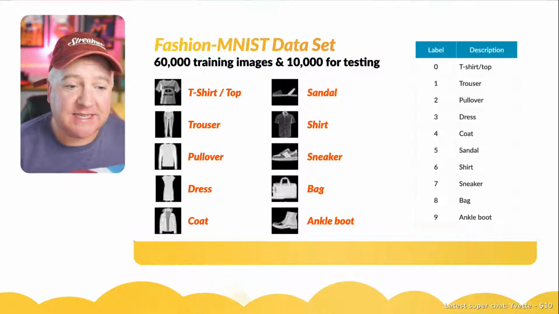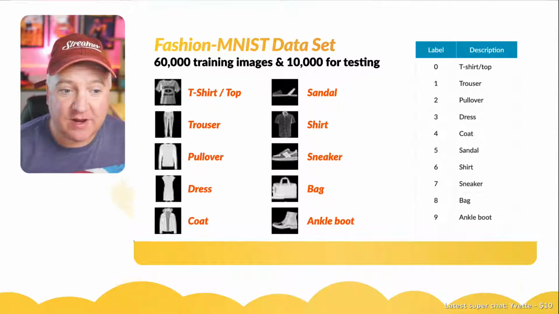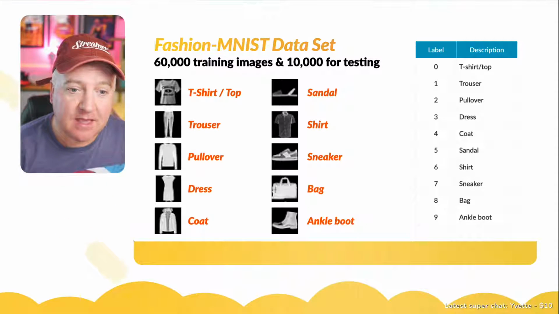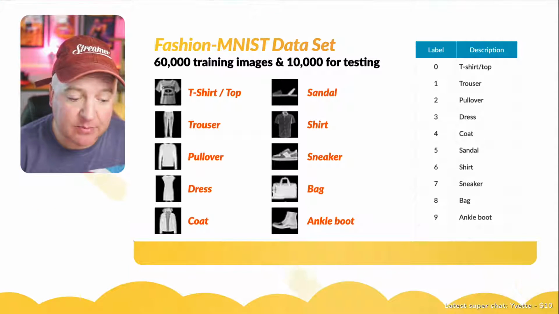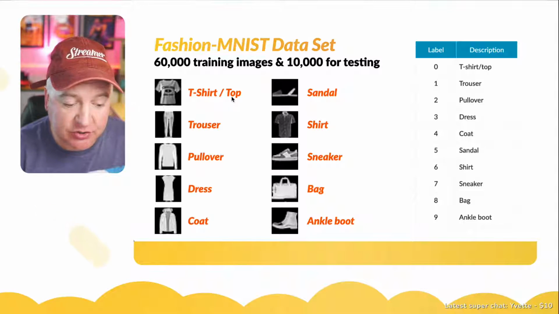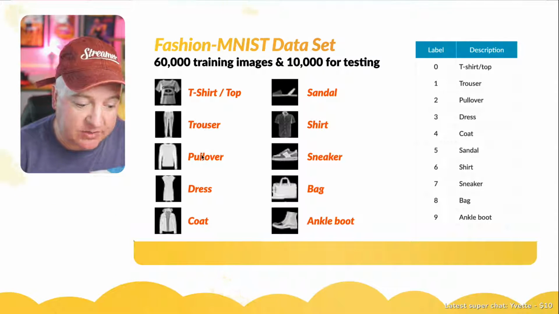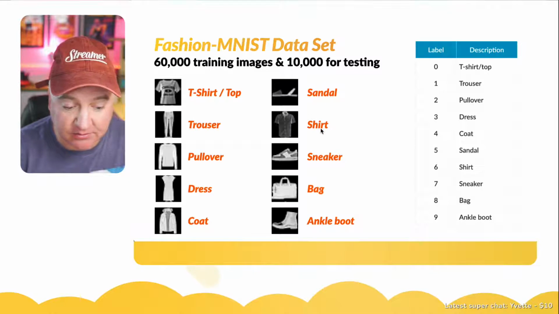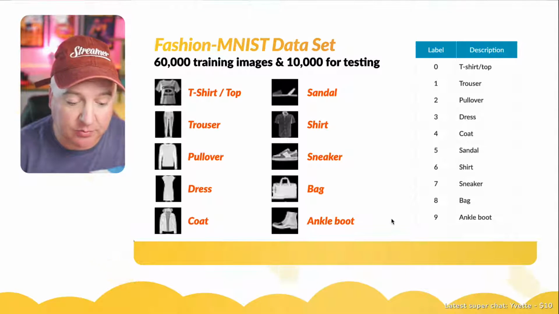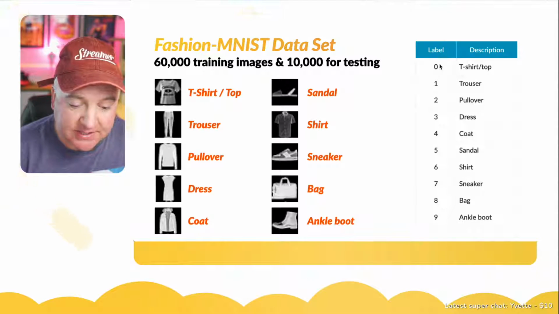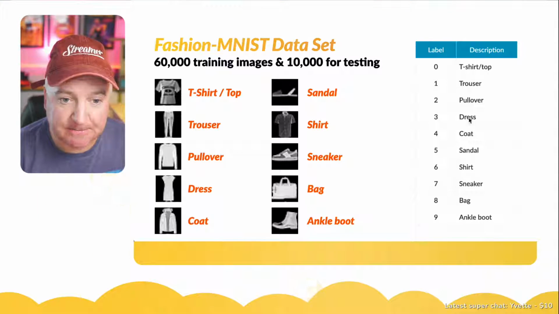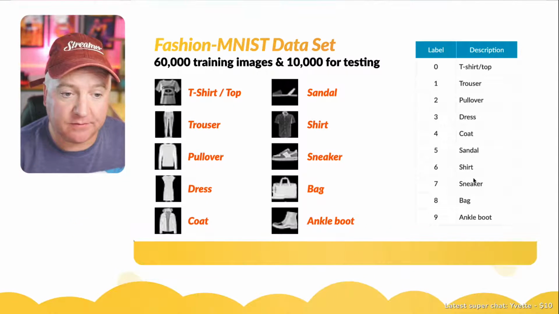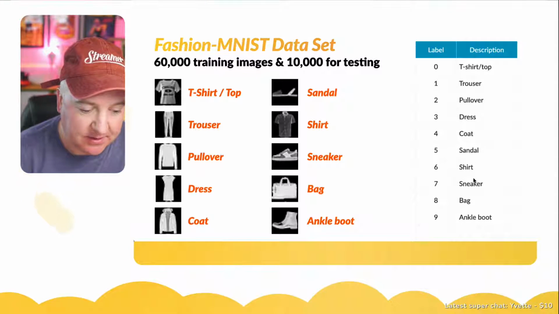Okay, so yes, we've got a data set, 70,000 images, 60,000 for training, 10,000 for testing. And this is what they look like. So they're black and white pictures, they're grayscale, they're 28 by 28 pixels, and they have labels. So we can see there's the t-shirt or top, trousers, pullovers, dresses, coats, sandals, shirts, sneakers, bags, and ankle boots. And you can see there the labels correspond to an index that we're going to use later on, so 0 to 9. And then we've got the description of the label that we're going to categorize against.